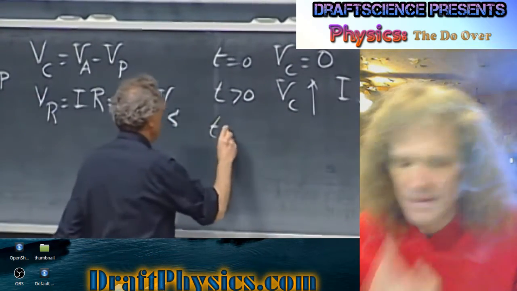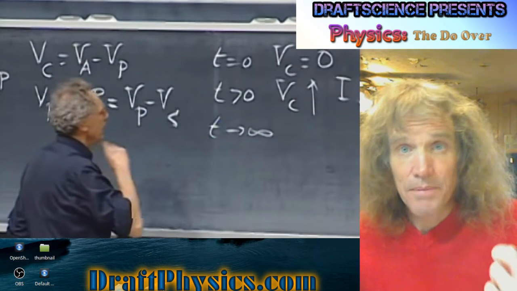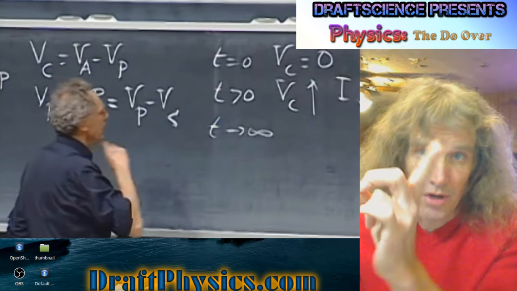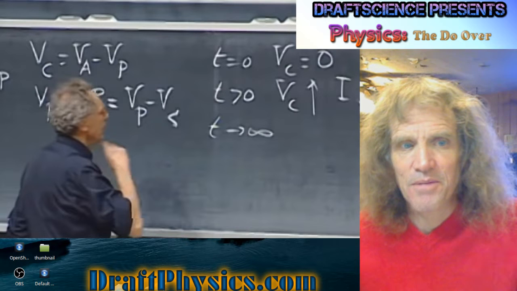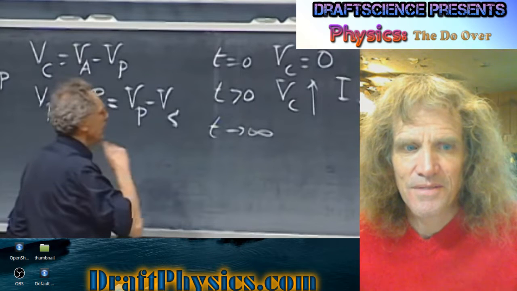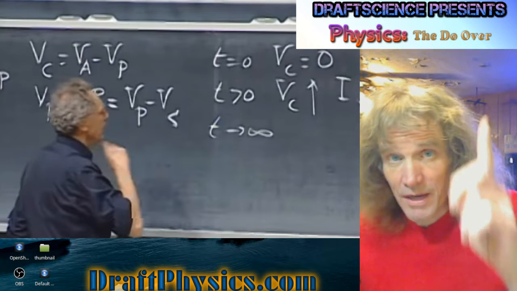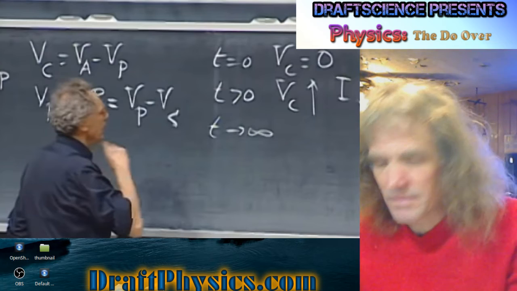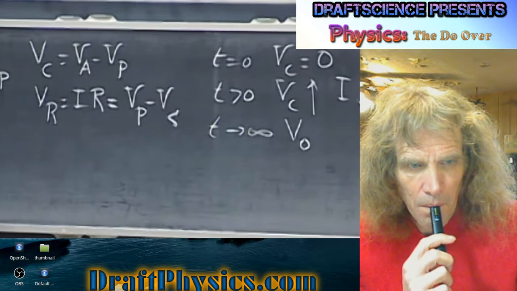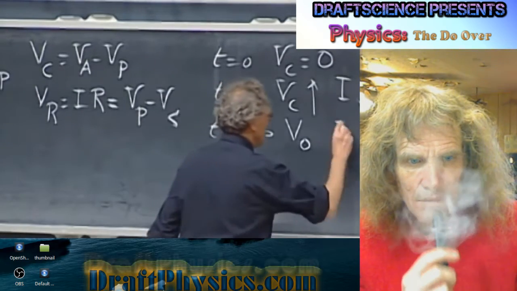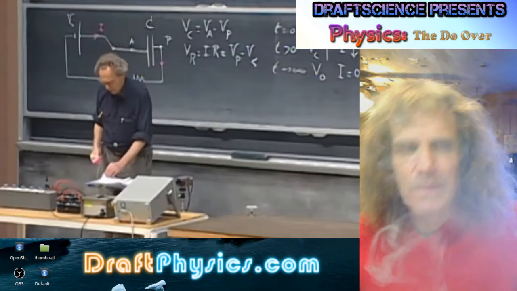And if you wait long enough, we call that infinitely long, well, initially the current goes up because it's charging, and then as it's charging, the current goes down. The current will be going up initially, and then it will go down. The capacitor will be fully charged. It will have the potential V0 of the battery, and then the current has become 0. No current is flowing anymore if the capacitor is fully charged.